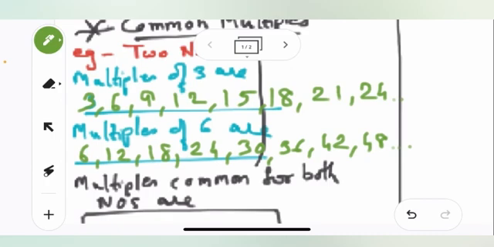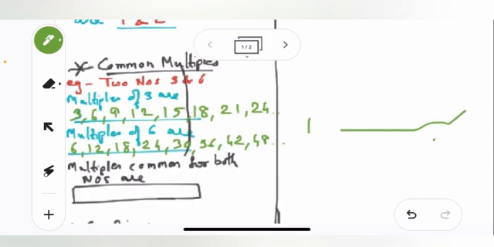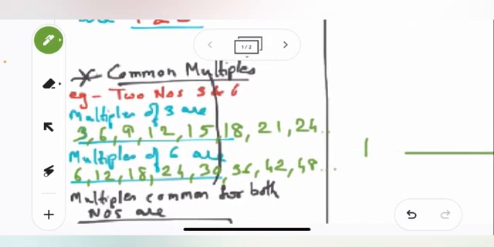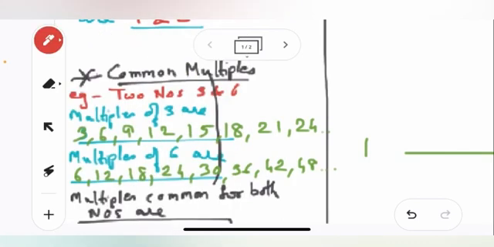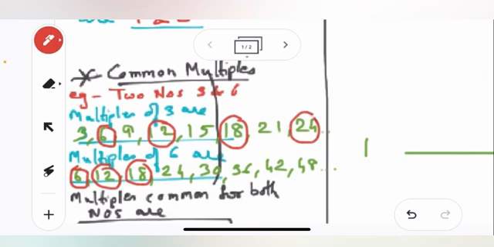Now here, the word says that we have to find a common multiple. So what are common multiples? The meaning itself will tell you, you have to find out the multiples which are common in 3 and 6. If you see 3, this 3 is not there in the table of 6, but 6 is common to both of them. 12 is common, 18 is common, 24 is common.